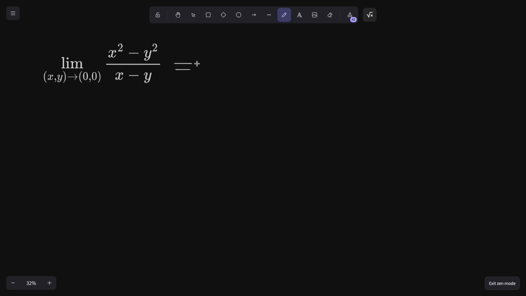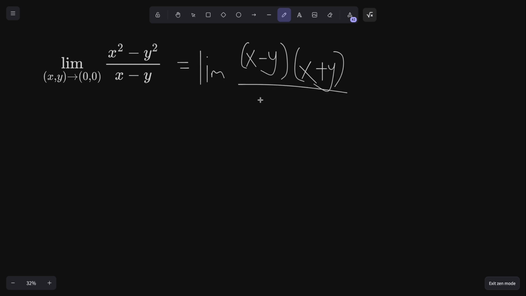Well, is there any way to factor the numerator? Yes, that's a difference of squares. So this is going to be the limit, and I'm too lazy to write that every time, but this is going to be x minus y times x plus y because it's a difference of squares. And this x minus y cancels out with the x minus y in the denominator. So this is just the limit of x plus y as it approaches 0, 0, because x and y both approach 0, so x plus y is just going to approach 0 when you substitute it in.